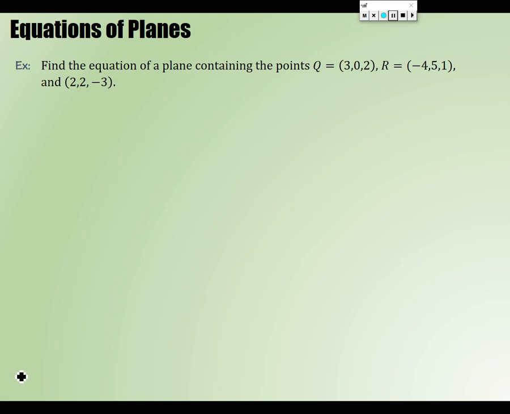So which vectors would you like to make? I don't know why this doesn't have a name. Let's call it S. So we need to make, it doesn't matter, maybe we make QR, and so form that vector, and maybe QS or something. But any vectors in the plane will do. If you want to use someone else, you can make like RS and SQ or something, whatever. You can do whatever. And then take their cross product.